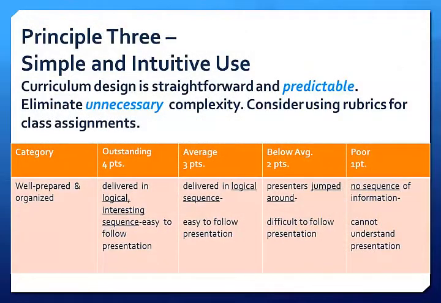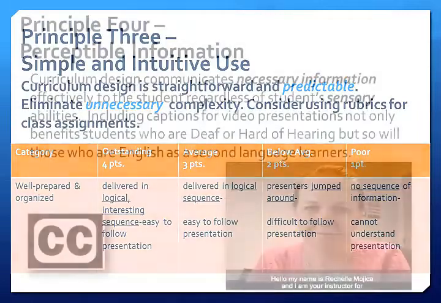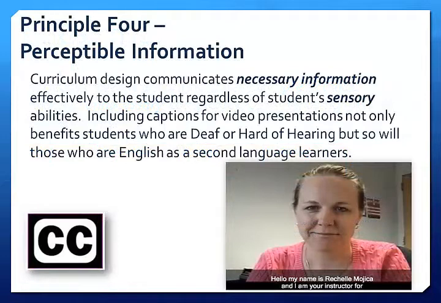Simple and intuitive use. The curriculum design should be straightforward, predictable, and eliminate unnecessary complexity. Consider using rubrics for class assignments. It makes your life much easier. Then the students know exactly what you're looking for, and why they got 4 points, or they only got 1 point. There's not a lot of back and forth on, well, I thought it was a great posting. Here, this tells you right here, look at the rubric and you'll see. Give examples. Perceptible information. The curriculum design communicates necessary information effectively. As we said, including captions for video presentations not only benefits students who are deaf or hard of hearing, but students that are English second language learners.